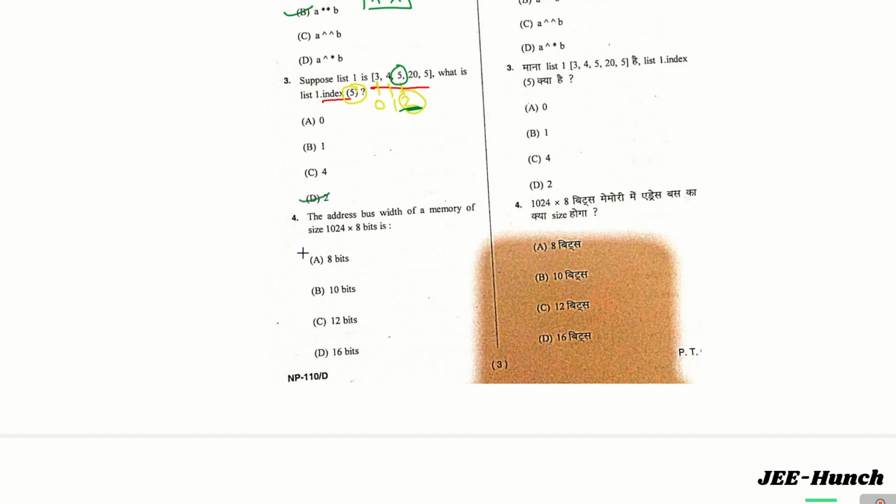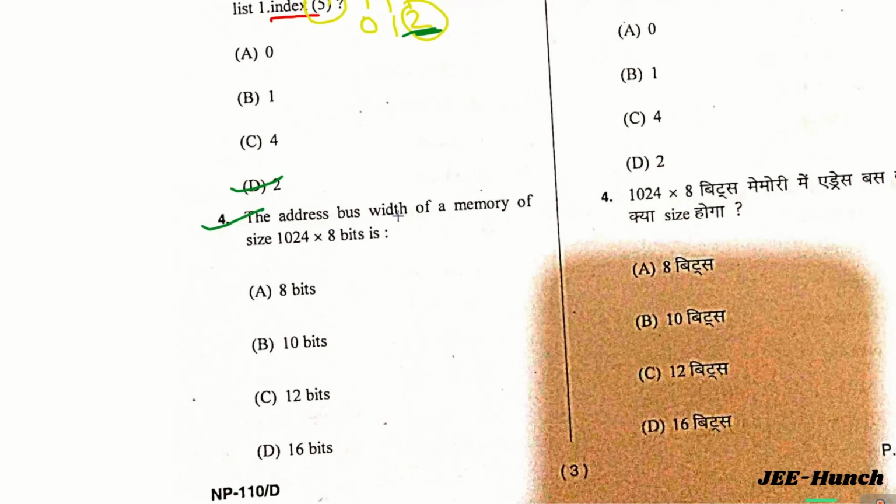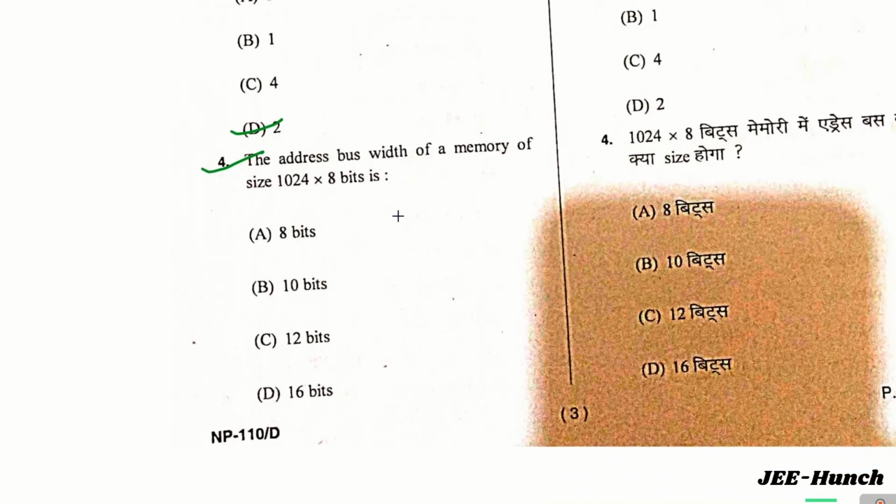Okay. Next, the address bus width of a memory of size 1024 multiplied by 8 bits. Okay. So the answer will be 10 bits.